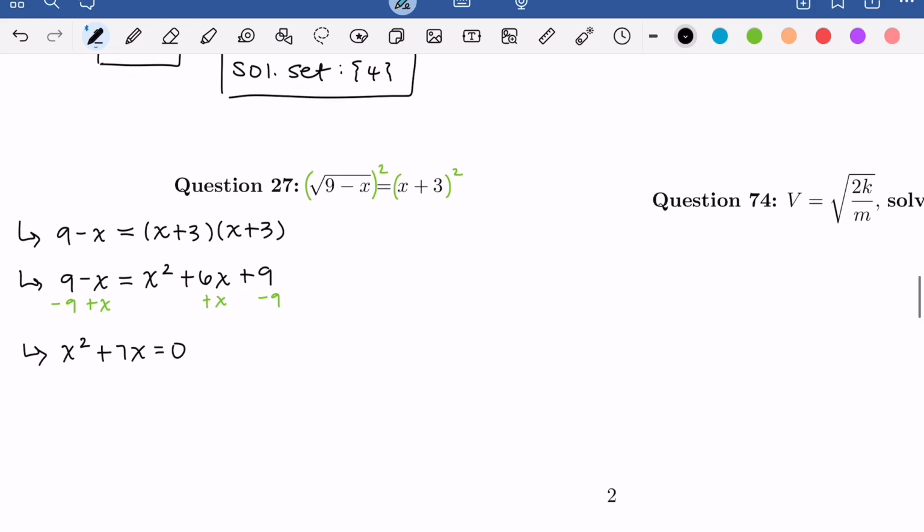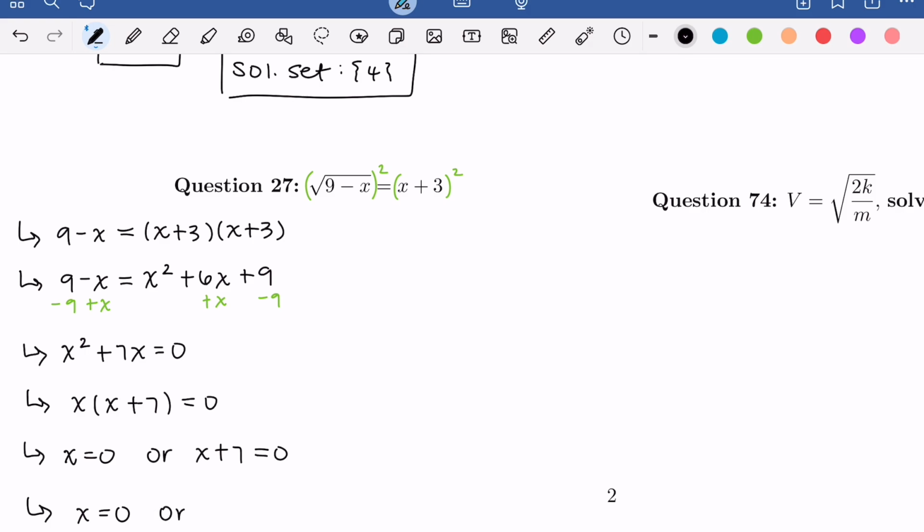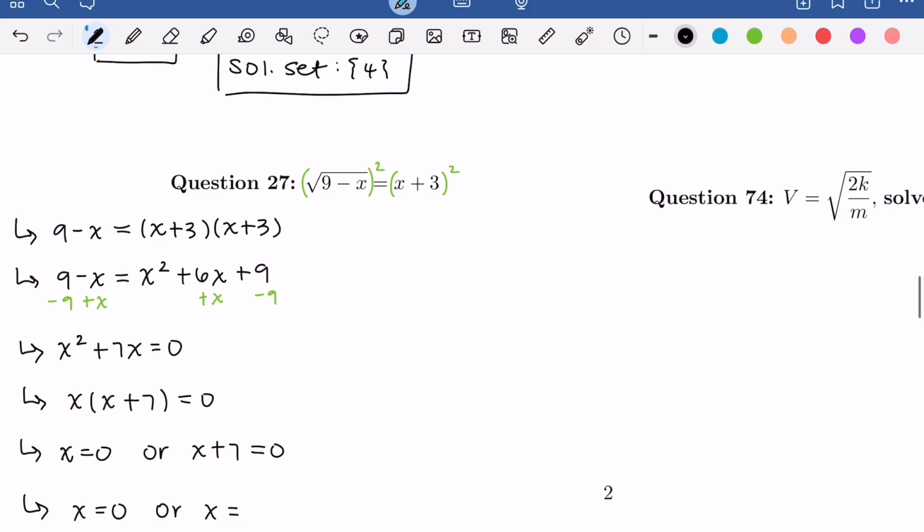Now from here, we can use our zero factor property by first factoring this. We're going to get x times x plus 7 is equal to 0. So this means either x is equal to 0 or x plus 7 is equal to 0, or both. So this tells us our two proposed solutions are x is equal to 0 or x is equal to -7. Now again, we're going to have to check these, so we're going to plug these values into our original equation.